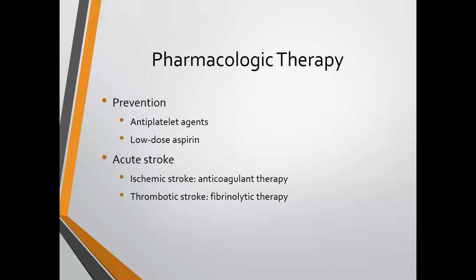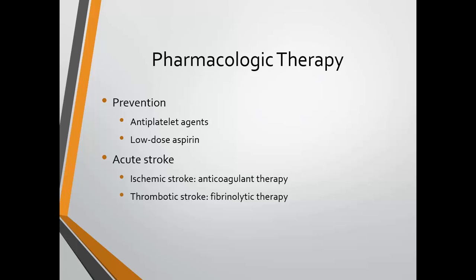In acute strokes, treatment is going to be for ischemic stroke. They can give anticoagulant therapy, and that's going to be like Coumadin, heparin, and Lovenox. Never give anticoagulants to a patient that has a hemorrhagic stroke because you're just going to make them bleed out more. Anticoagulants don't dissolve existing clots, but they will prevent further extension of a clot, and they will prevent new clot formation. For your thrombotic strokes, they recommend fibrinolytic therapy.